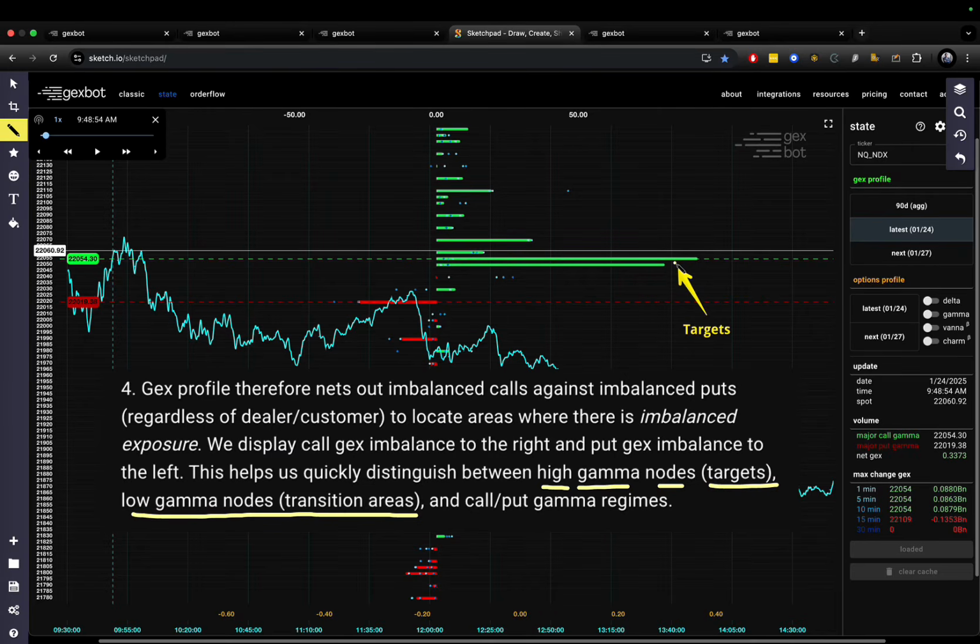And this is the area where the imbalance occurred, when we have this imbalance exposure, right? They say we display call GEX imbalance to the right, which is this one, and put GEX imbalance to the left, which are the red ones. And this is the key. This helps us quickly distinguish between high gamma nodes, this one, which are targets, here we go, and low gamma nodes, which are transition areas. All these low value nodes are transition areas. So this is a target, right?